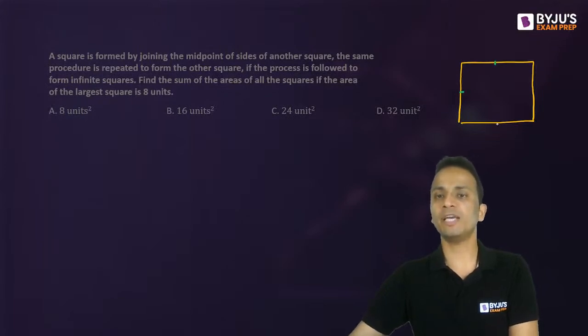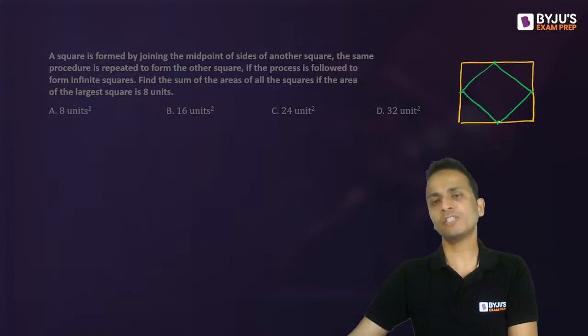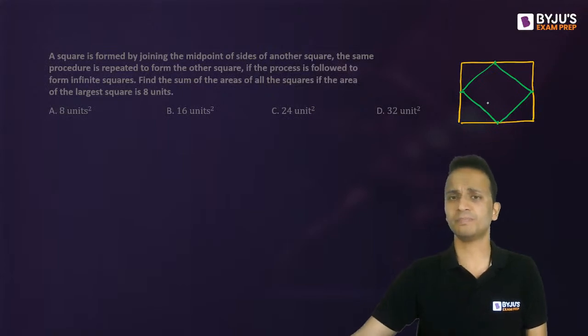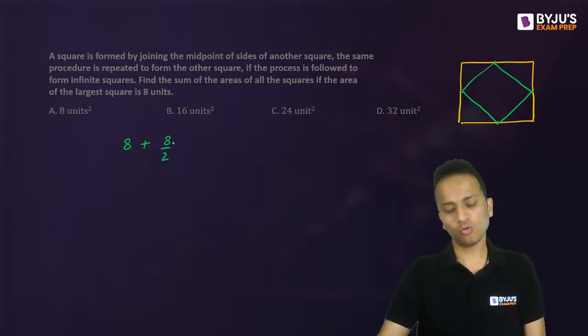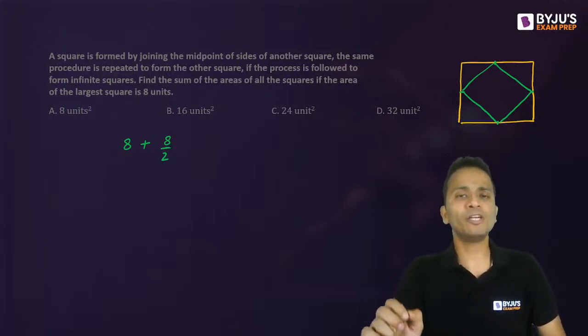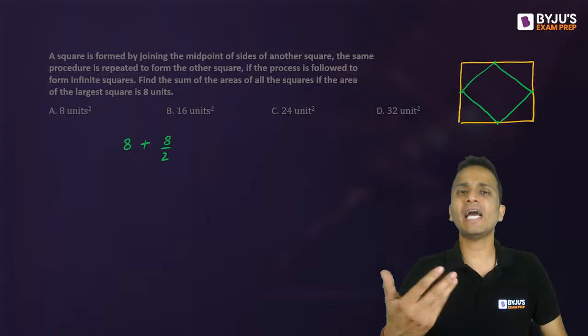What is the relation between the areas of these two squares? Come on. So you can see a yellow colored square and a green colored square. So obviously the area of the green colored square will be less than that of yellow, but what is the relation between them? Okay, so if the area of the yellow colored square is 8, then the area of the green colored square will be 8 upon 2. So whenever you draw a square formed by joining the midpoints of another square, the area is reduced by half. The area becomes half.